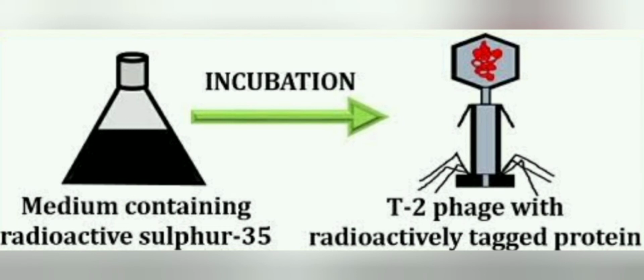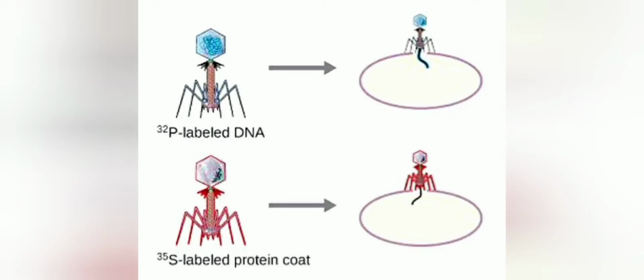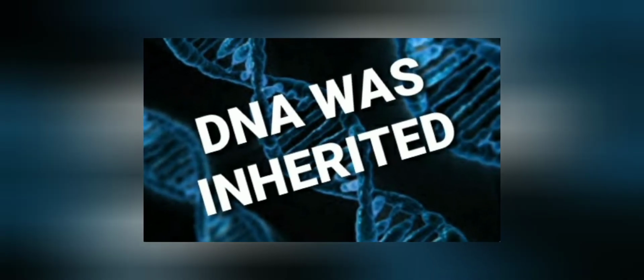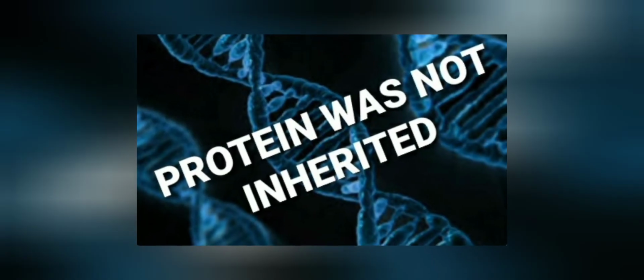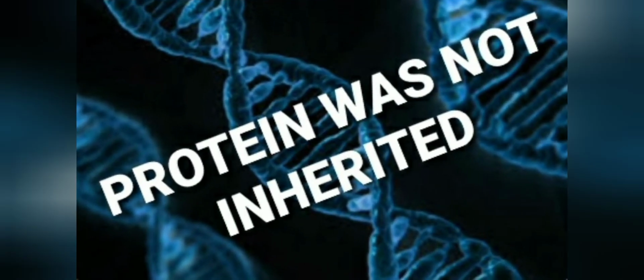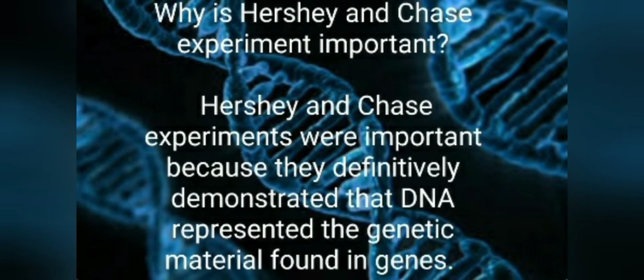Fine. Now you carefully observe this picture. What do you see? This is the most important part you will have to understand, right? The labeled DNA came to the next generation cells, that is, DNA was inherited, while the labeled protein did not come to the next generation cells. That means the labeled proteins were not inherited.